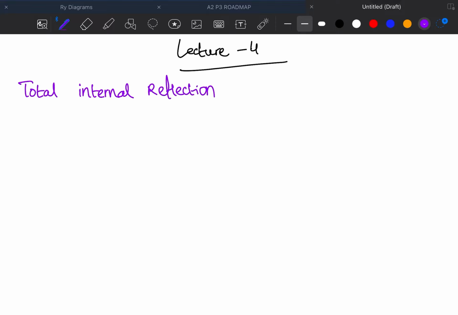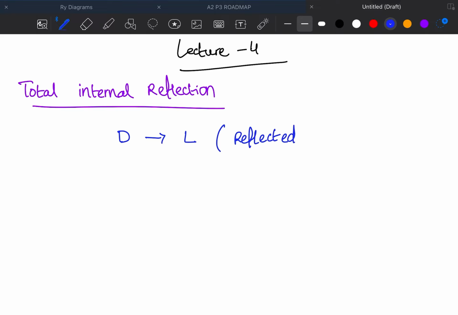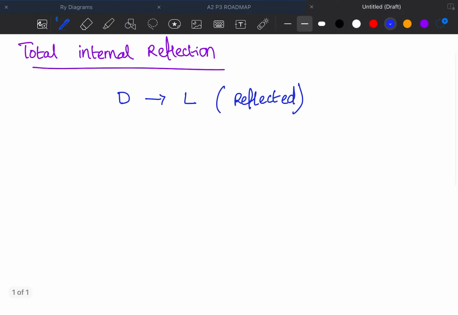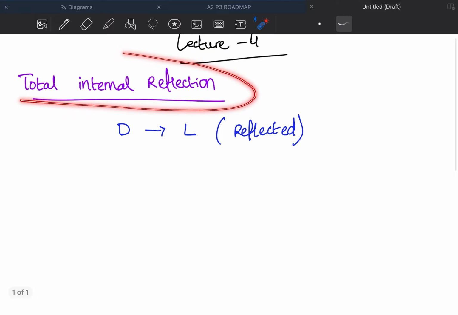What is total internal reflection? Sometimes when light is moving from a denser medium towards a less dense medium, instead of being refracted, all of the light is reflected. Instead of being refracted, it is being reflected. This phenomenon is known as total internal reflection.